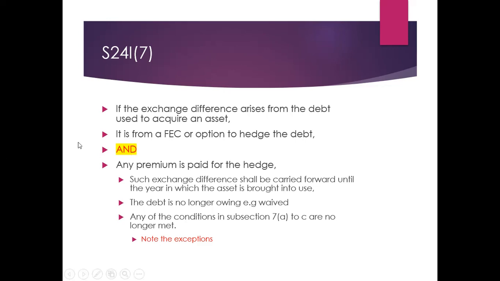So that "and", highlighted in yellow, means that all the conditions should be met before you can apply subsection 7. So now, "and a premium is paid for the hedge", so you pay something for that hedge. Usually this one is an obvious thing, because if you take an option or a foreign exchange contract, you pay a premium because the person who is hedging your risk is doing business and they should get something out of it, so you also pay a premium for it.